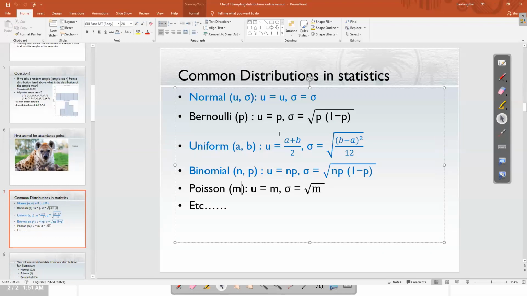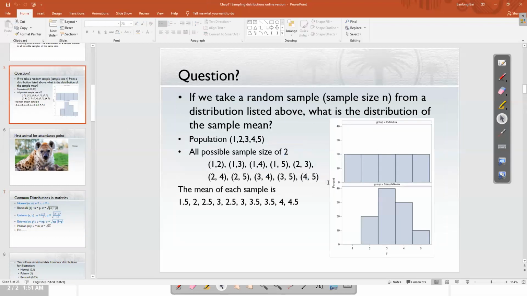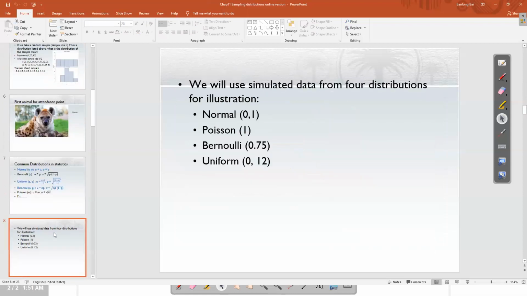So then for each of the distributions, you can generate a population. Then we're going to do the same process as what we do here. And we're going to choose 4 populations to work with. One is the Z distribution, normal 0, 1. One is Poisson distribution with parameter 1. One is Bernoulli distribution with parameter 0.75. One is uniform distribution with parameters 0 and 12.